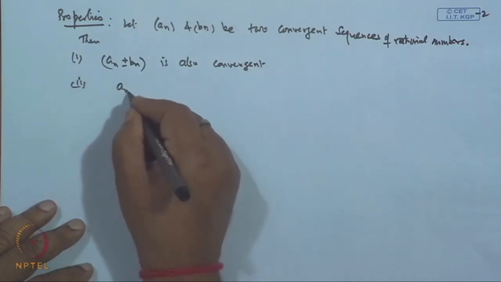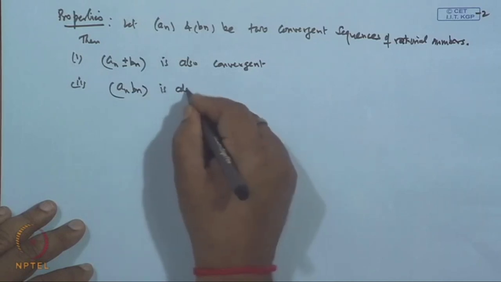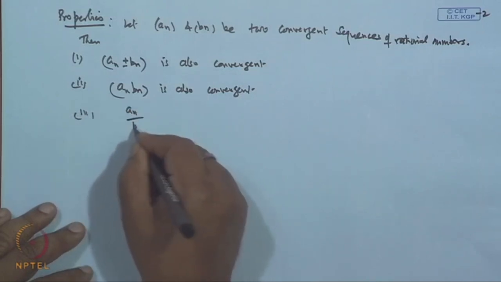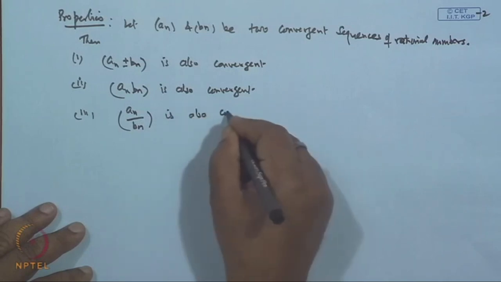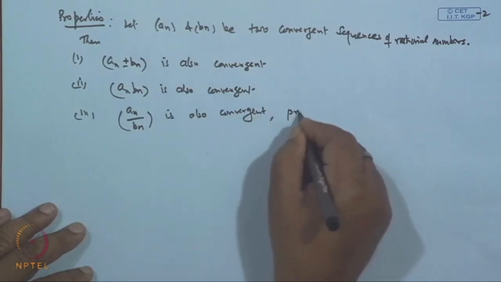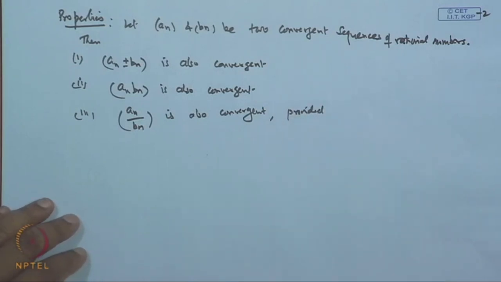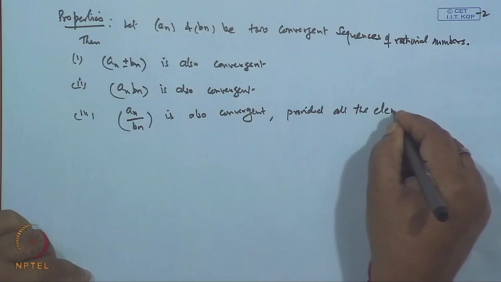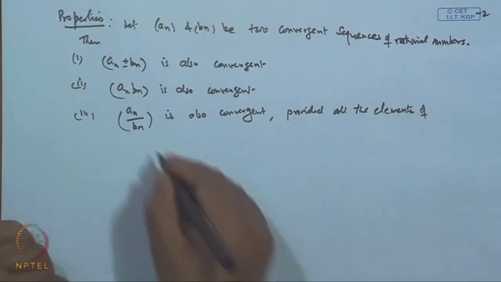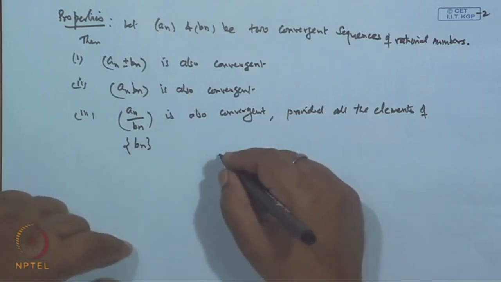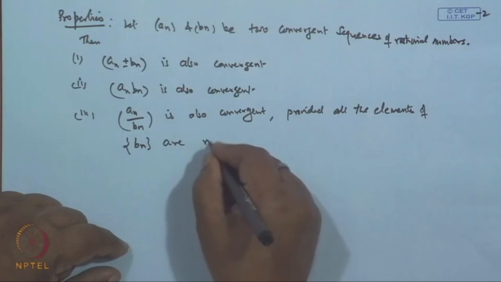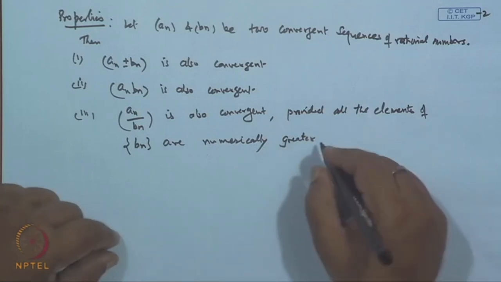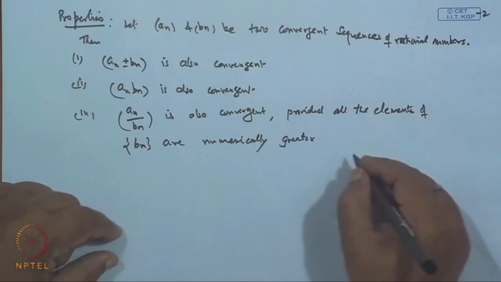The product of the two sequences, a_n times b_n, is also a convergent sequence. The division of the two sequences, a_n divided by b_n, is also convergent, provided all the elements of the sequence b_n are numerically greater than some fixed positive number k.